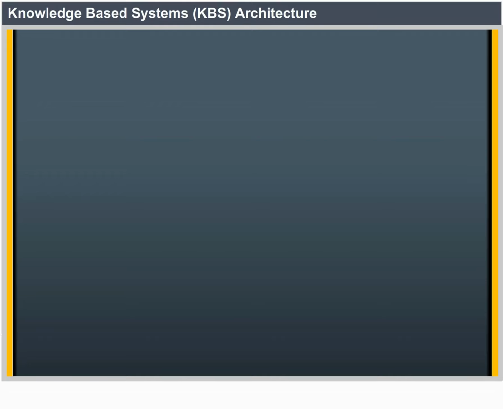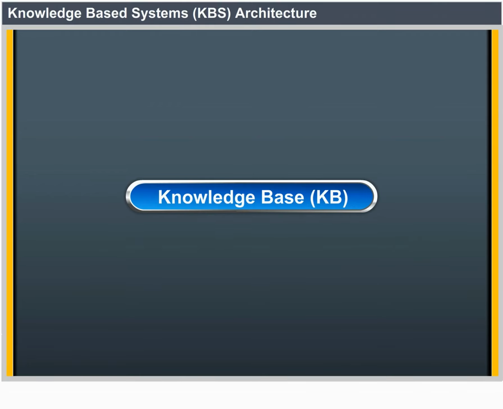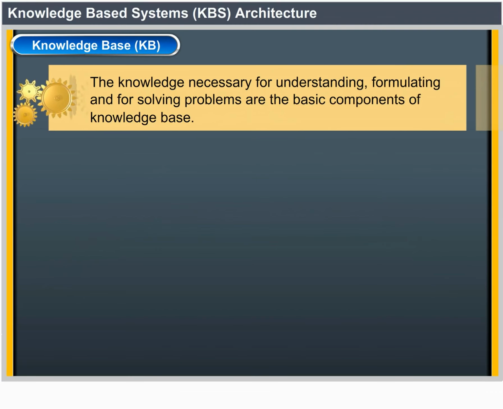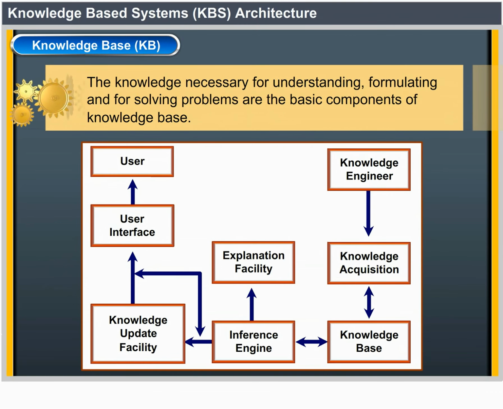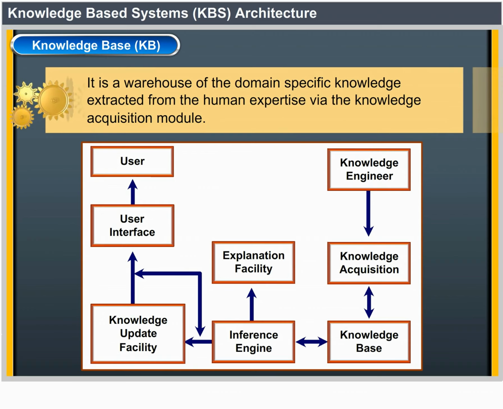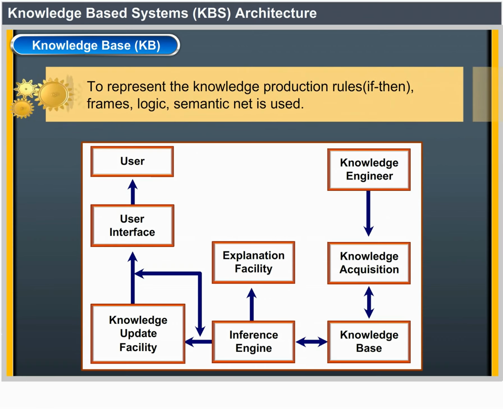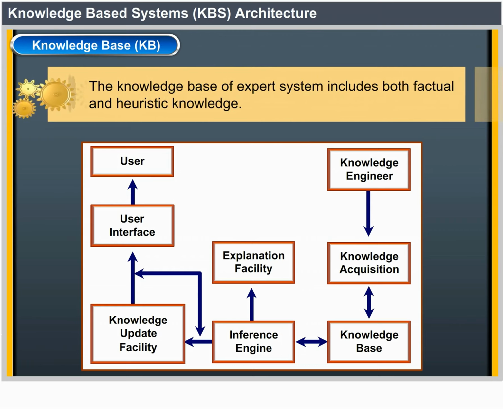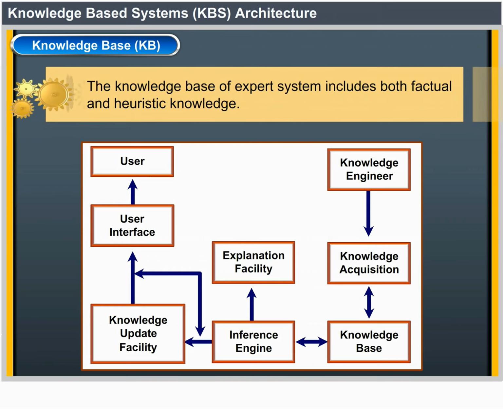Knowledge-based systems architecture. Knowledge base (KB). The knowledge necessary for understanding, formulating, and solving problems is the basic component of the knowledge base. It is a warehouse of the domain-specific knowledge extracted from human expertise via the knowledge acquisition module. To represent the knowledge, production rules (if-then), frames, logic, and semantic nets are used. The knowledge base of an expert system includes both factual and heuristic knowledge.